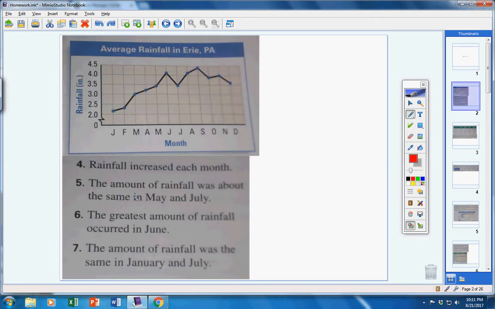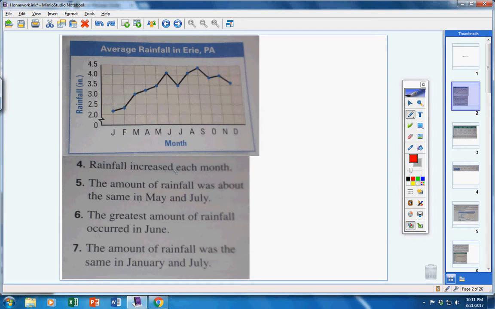Numbers 4 through 7, the directions say to use the given graph right here to state whether these statements are true or false. So let's read number 4 and let's check this out.